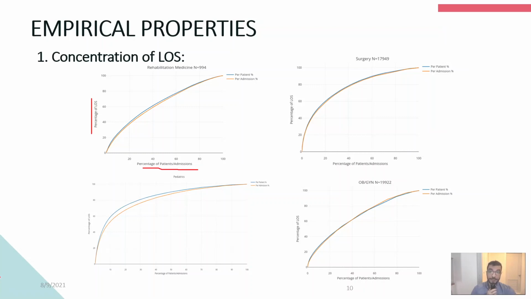Length of stay in Rehabilitation Medicine once again has a repartition that is close to that of a Poisson distribution, but we observe more inequality in the two other departments. For instance, in surgery, 4.2% of admissions and patients concentrate 30% of length of stay. And in pediatrics, 6.7% of patients concentrate 50% of length of stay.